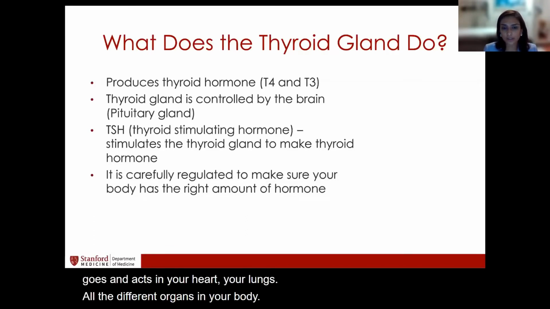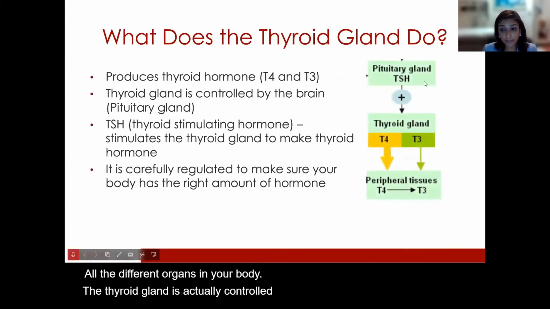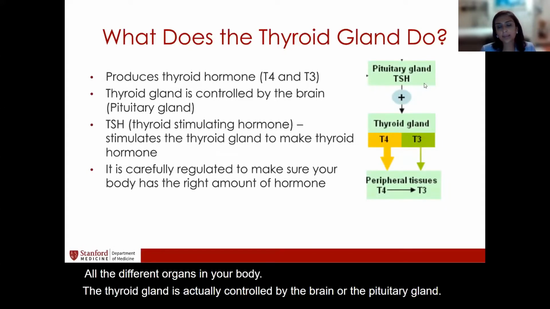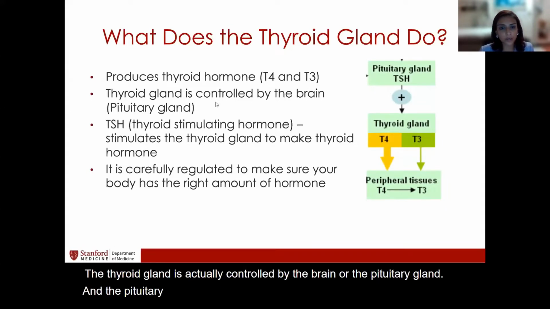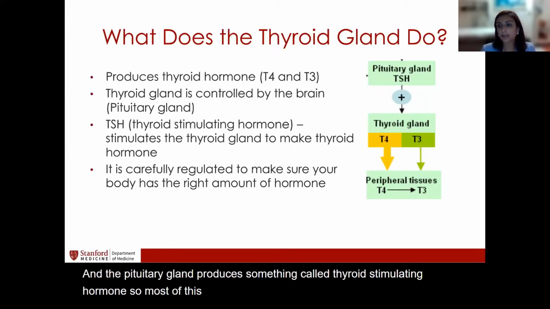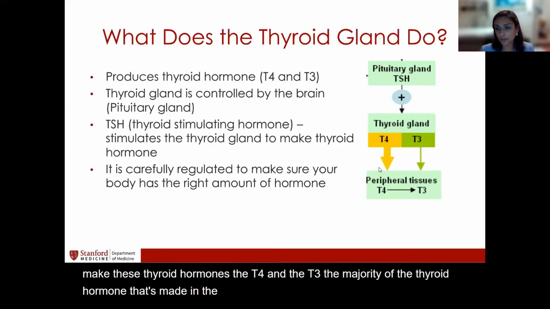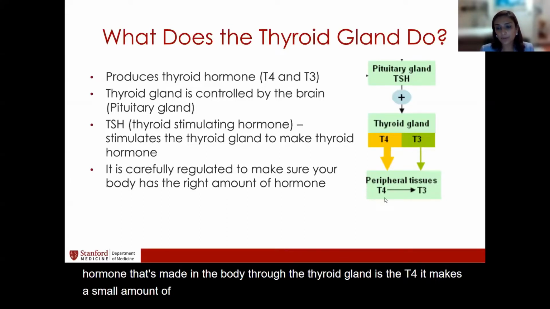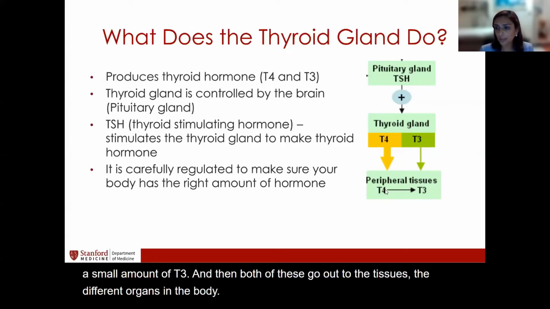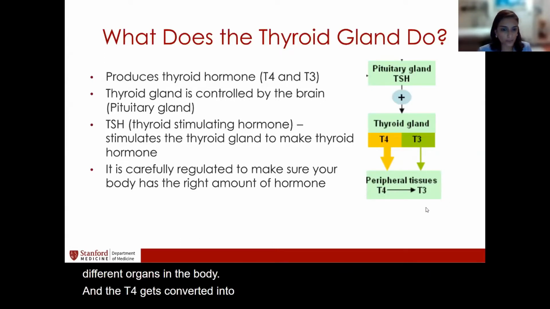The thyroid gland is actually controlled by the brain, or the pituitary gland. And the pituitary gland produces something called thyroid stimulating hormone. So most of you know this as TSH. The TSH stimulates the thyroid gland to make these thyroid hormones, the T4 and the T3. The majority of the thyroid hormone that's made in the body through the thyroid gland is the T4. It makes a small amount of T3, and then both of these go out to the tissues, the different organs in the body. And the T4 gets converted into T3 when it reaches where it's going.